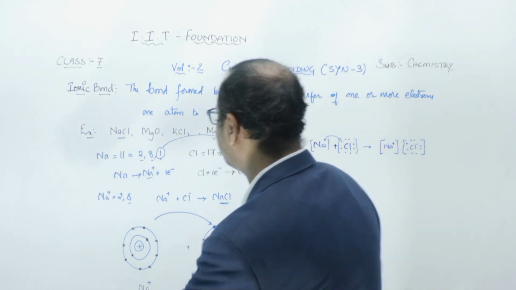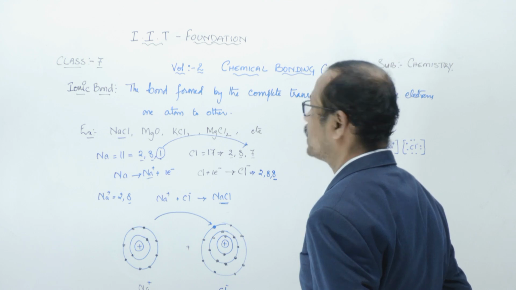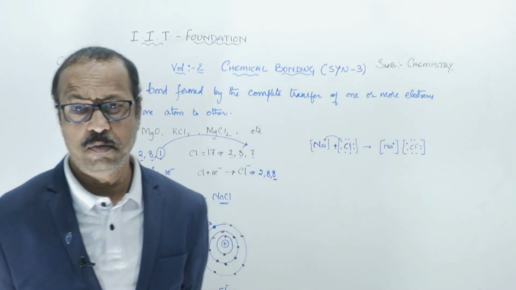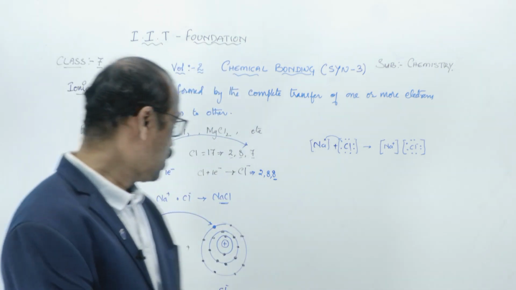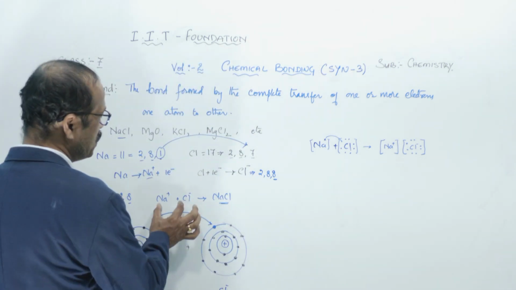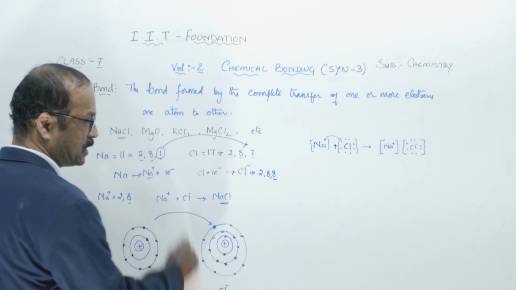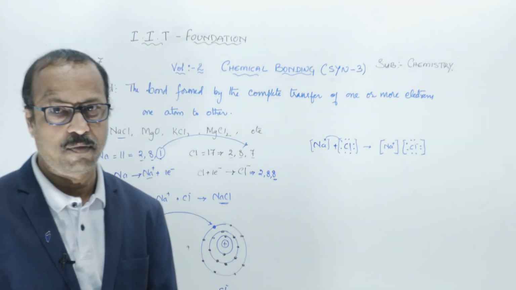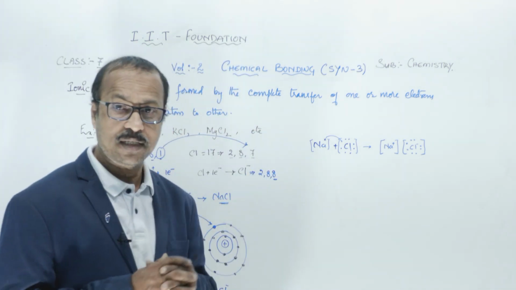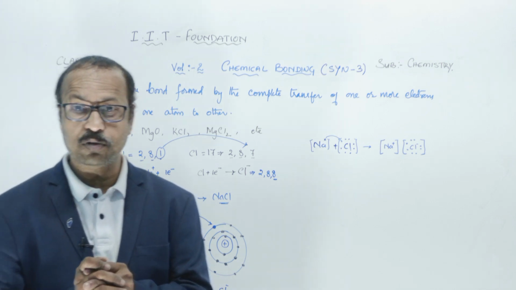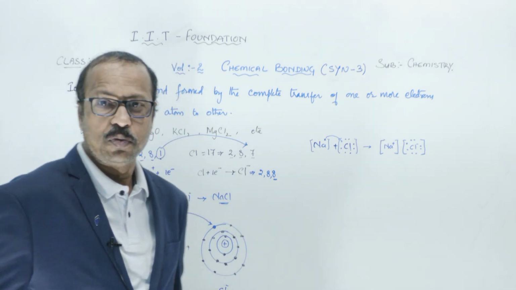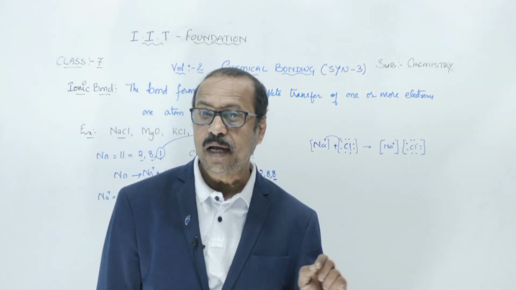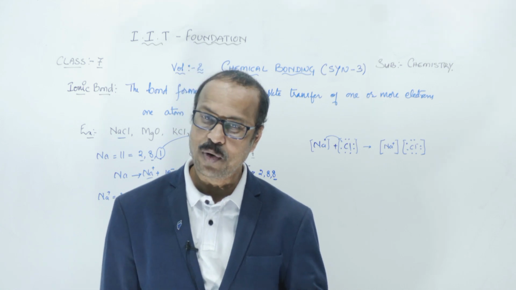So once again, see here, ionic bond: the bond formed by the complete transfer of one or more electrons from one atom to another atom is called ionic bond, or the bond formed between two oppositely charged atoms is called ionic bond. You see students, the Na plus and Cl minus, the opposite charges are there. The force of attraction here is called electrostatic force of attraction. What type of attraction is present here? Unlike charges attract. That force of attraction is called electrostatic force of attraction. So this ionic bond is also known as electrovalent bond.